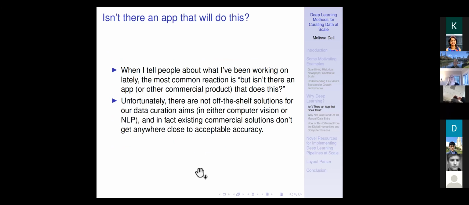So a question I commonly get from people is, isn't there an app that does this? I think anybody in the audience who's ever worked with historical data understands that the answer to that question is no. Unfortunately, typically off-the-shelf solutions like Amazon Textract, Google Cloud Vision, or Tesseract OCR engines are not going to get you close to acceptable accuracy.